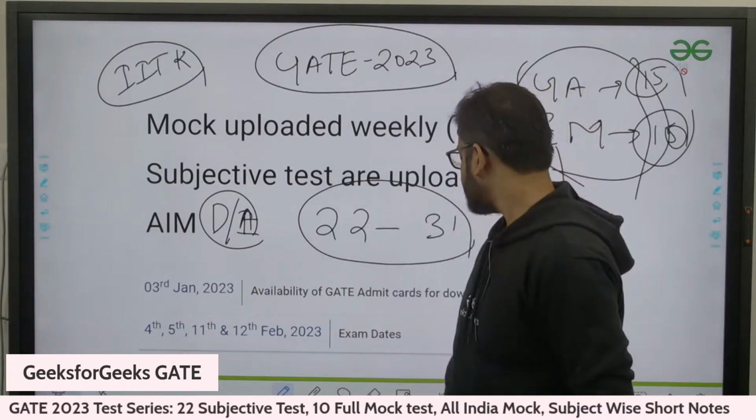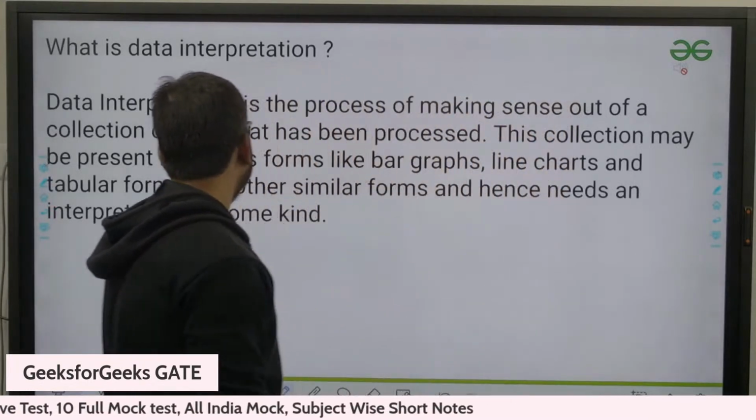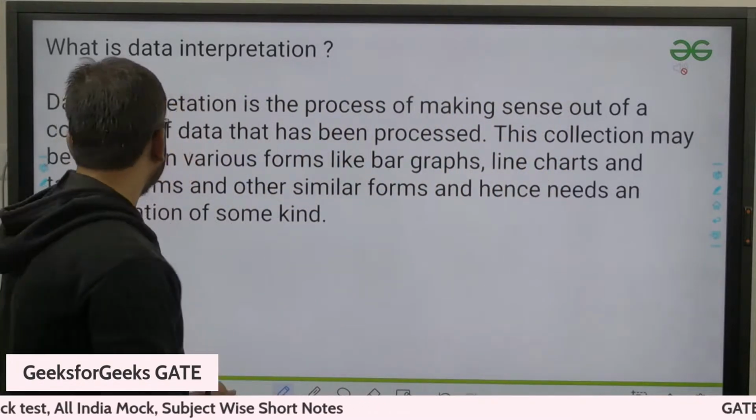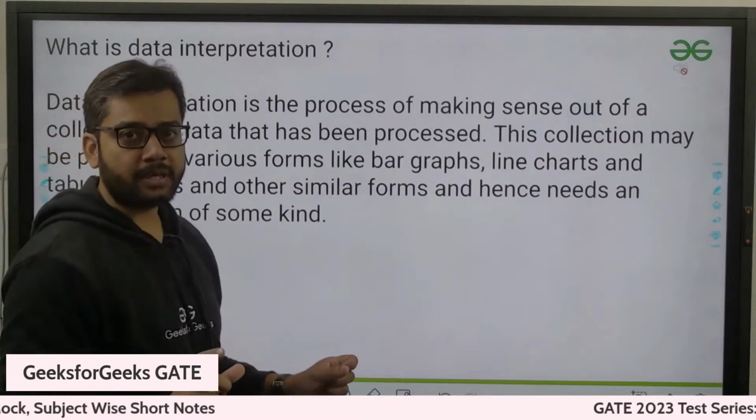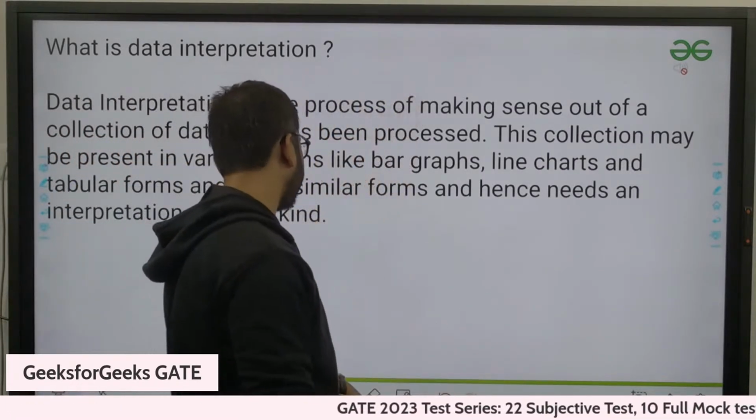So let's start. What is basically data interpretation? Data interpretation, this is the theory part. I will try to make this short and go fast.